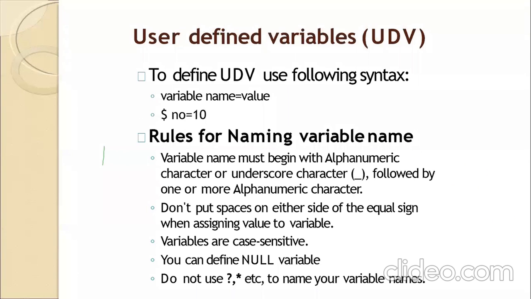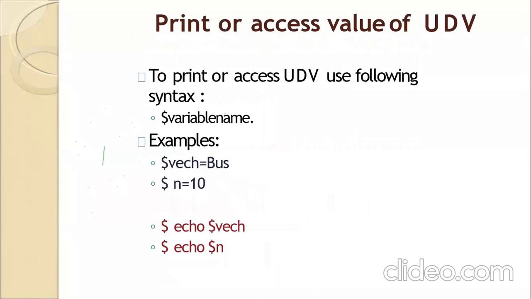Rules for naming a variable. The variable name must begin with alphanumeric characters or an underscore, followed by one or more alphanumeric characters. Second, don't put spaces on either side of the equal sign when assigning values to the variable. Variables are case sensitive. You cannot define a null variable. Do not use a question mark, star, etc. to name your variable. These are some rules for naming a variable.